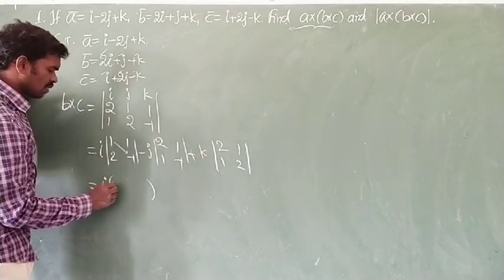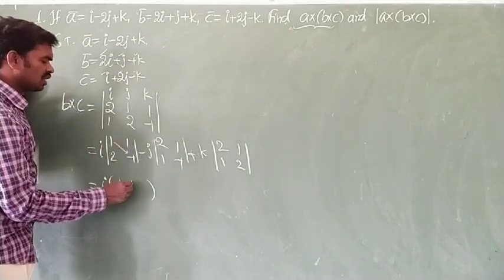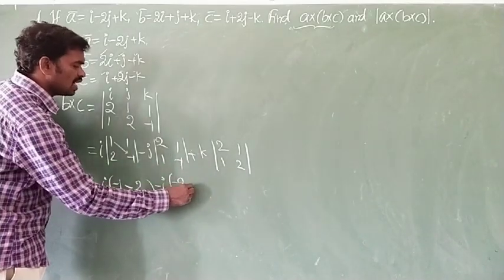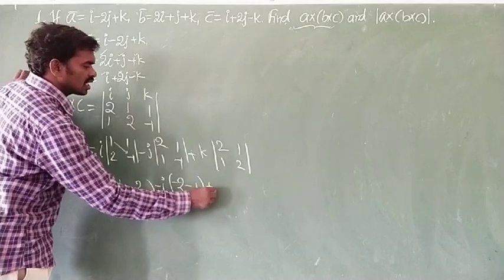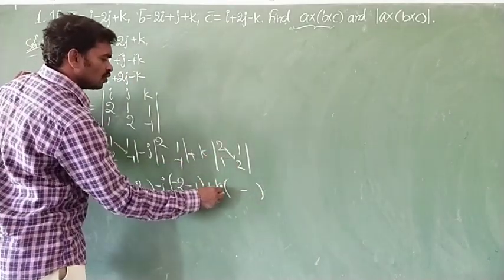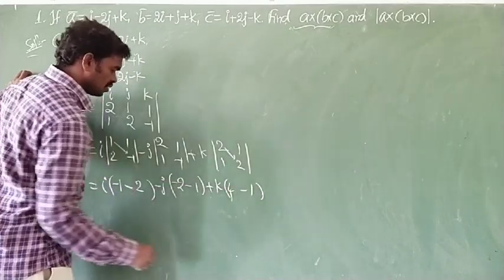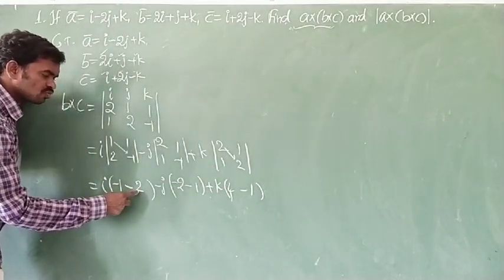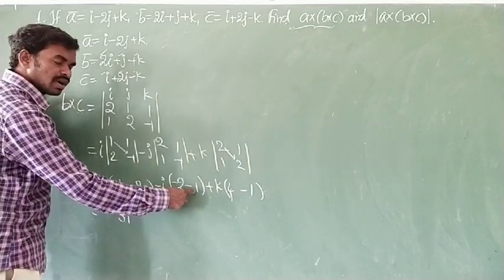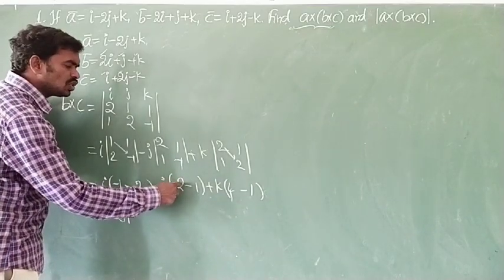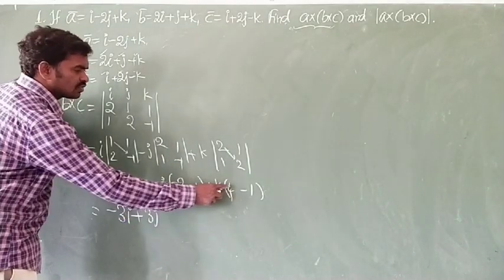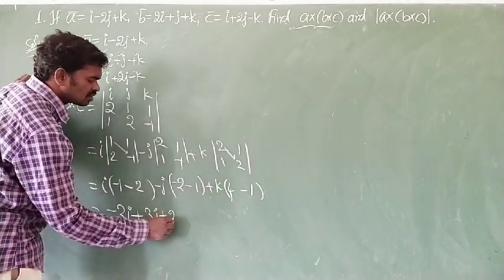1 into minus 1, minus 1 minus 2 into 1, 2. Next minus j with 2 into minus 1, minus 2 minus 1 into 1, 1. Next k with 2. Again middle minus 2 into 2, 4 minus 1 into 1, 1. Simplify: minus 1 minus 2 minus 3. So minus 3 I will get. Minus 2 minus 1 minus 3. This minus 3 into minus j becomes plus 3j. Next 4 minus 1, 3 into k becomes 3k.